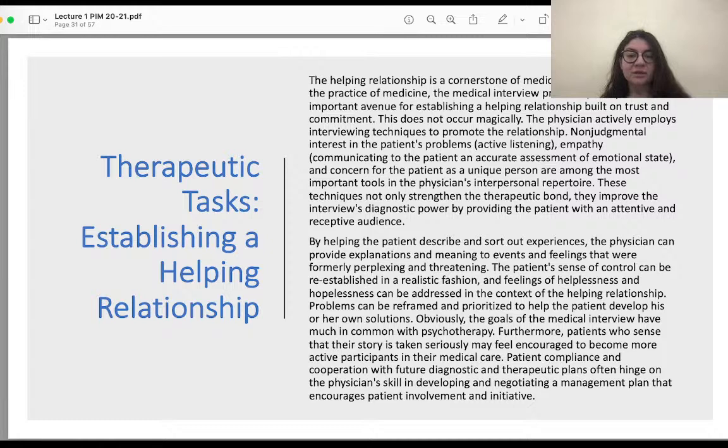Obviously, the goals of the medical interview have much in common with psychotherapy. Furthermore, patients who sense that their history is taken seriously may feel encouraged to become more active participants in their medical care. Patient compliance and cooperation with future diagnostic and therapeutic plans often hinge on the physician's skill in developing a negotiated management plan that encourages patient involvement and initiative.